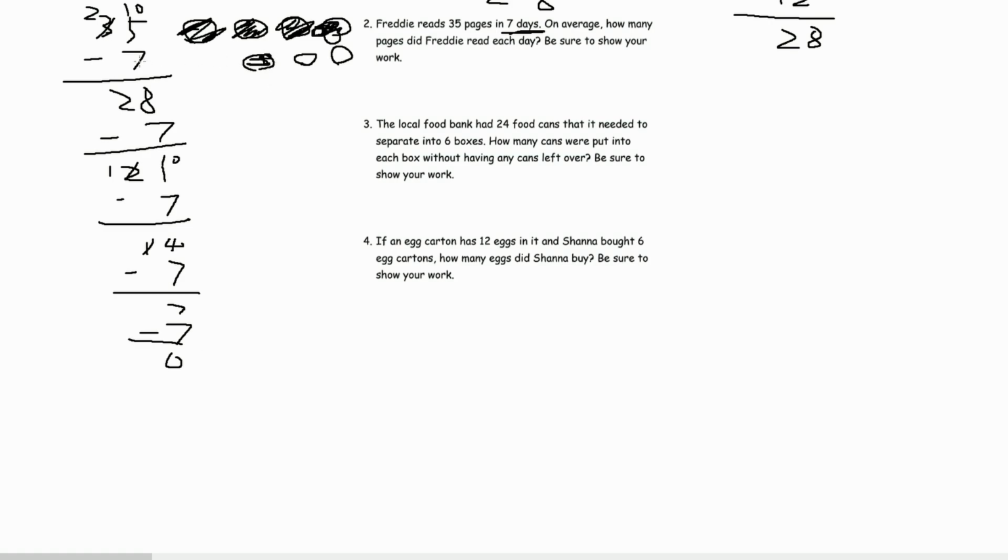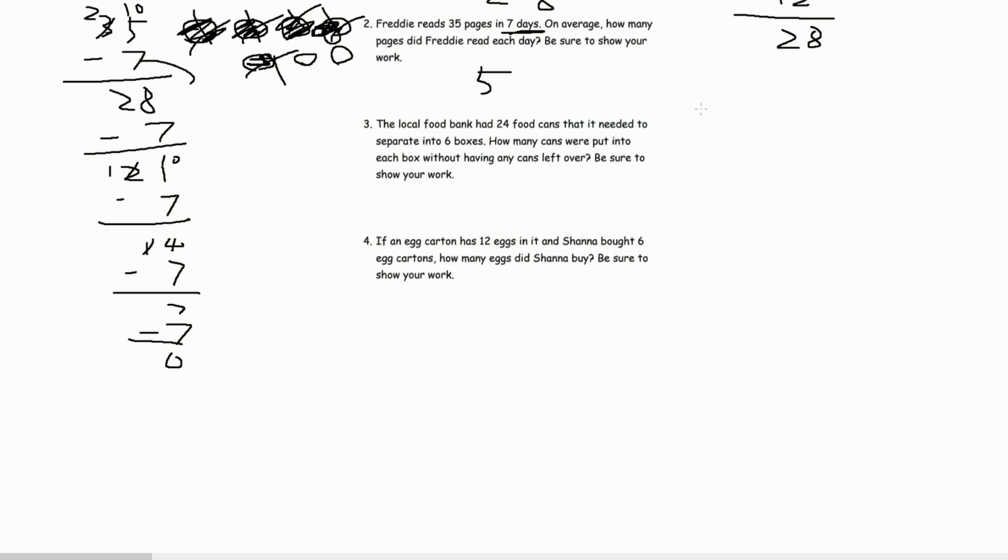And we did it once, twice, 3 times, 4 times, and 5 times. So on average, Freddie read 5 pages each day. The local food bank had 24 cans that it needed to separate into 6 boxes. How many cans were put into each box without having any cans left over?